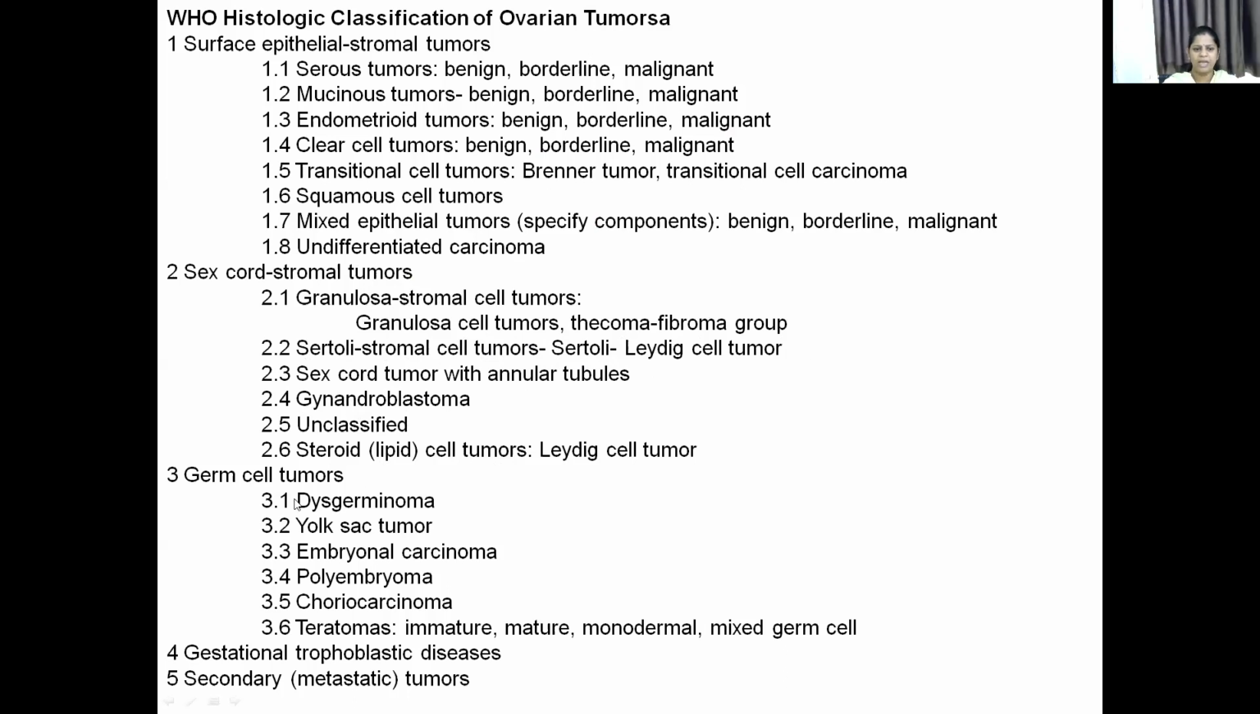Okay. Germ cell tumors are again important for you. They are dysgerminoma, yolk sac tumor, embryonal carcinoma, polyembryoma, choriocarcinoma, and the teratomas. Teratomas again include immature, mature, monodermal, and mixed germ cell tumors. Okay. Next come the gestational trophoblastic disease and metastatic tumors.